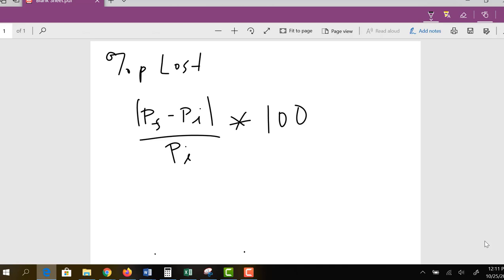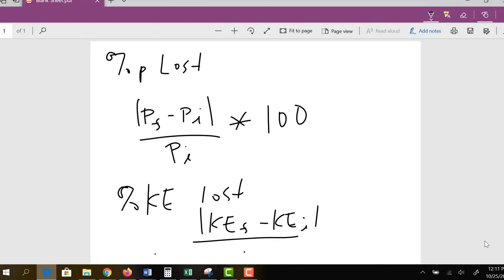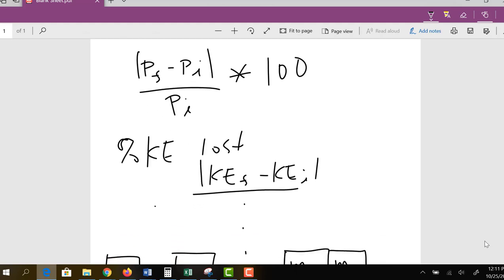Okay, and then part of the lab also is to get the percent of kinetic energy lost. So percent kinetic energy lost, it's a similar formula. This would be the final kinetic energy, again that's of the system, minus the initial kinetic energy, absolute value of that, divided by the initial kinetic energy, and then the whole thing times 100. Okay, very good. Let's actually look and see what the lab looks like.